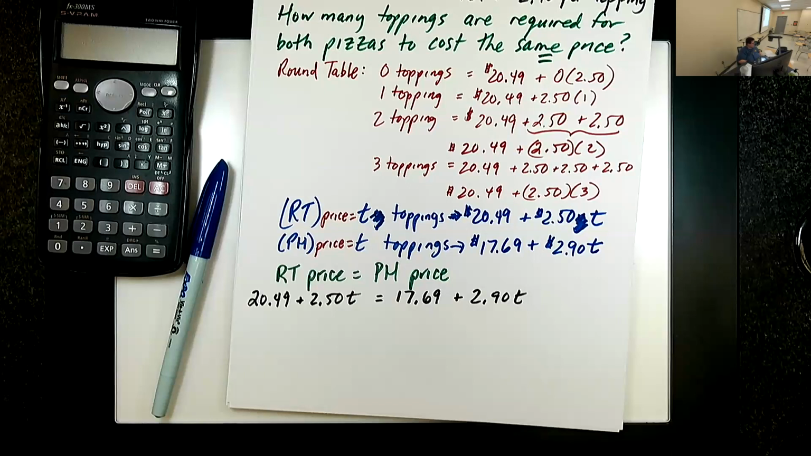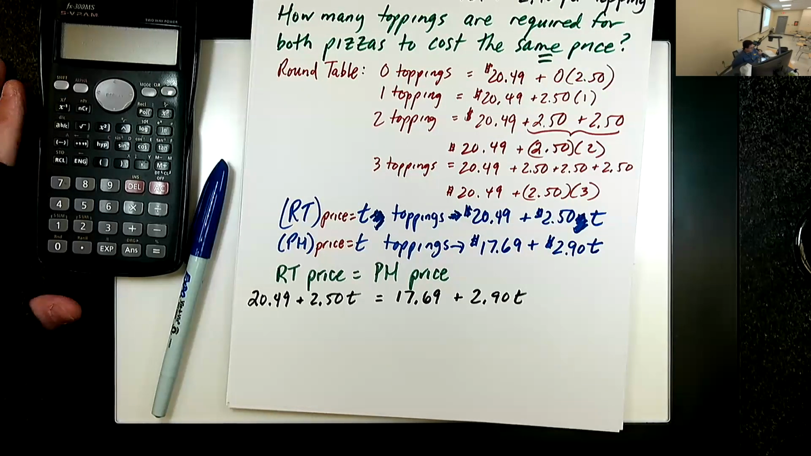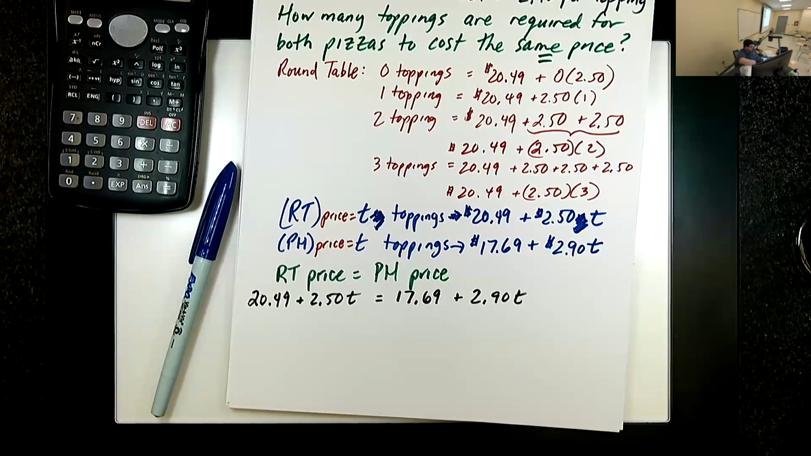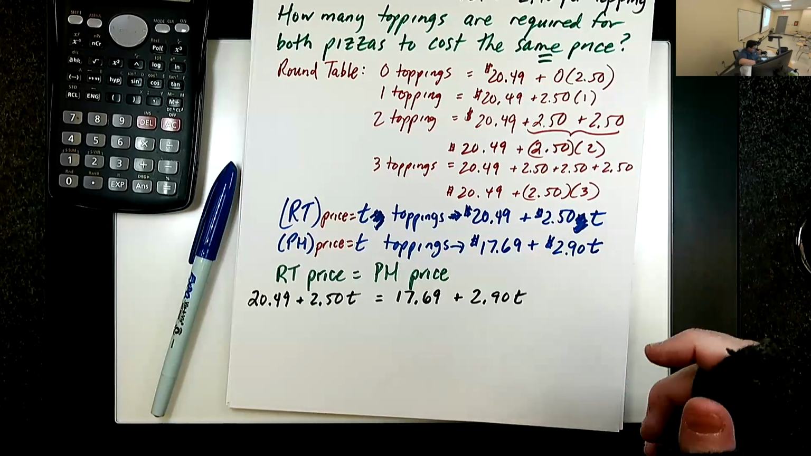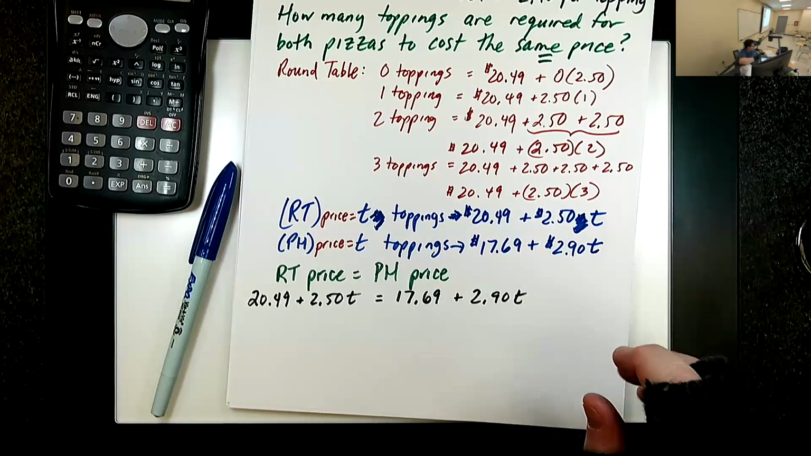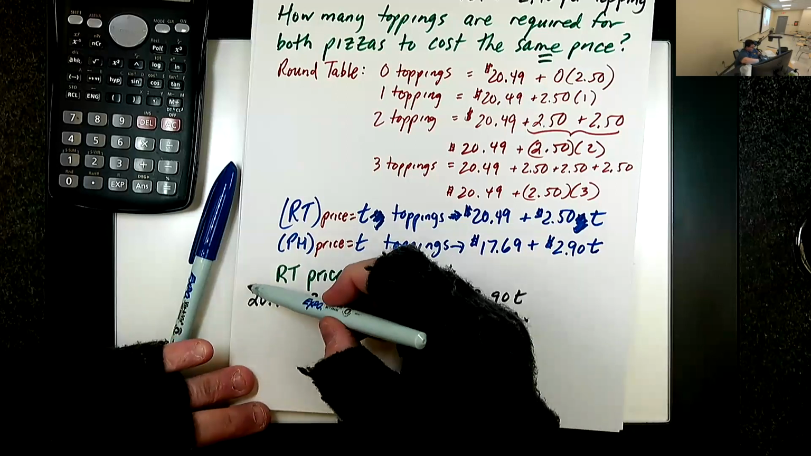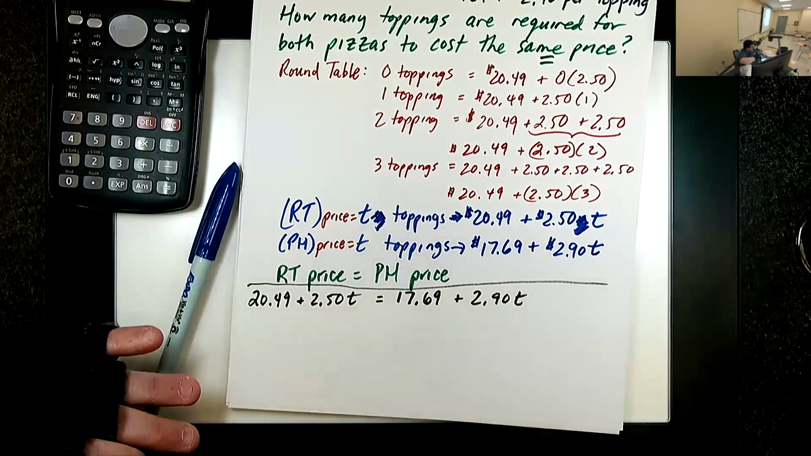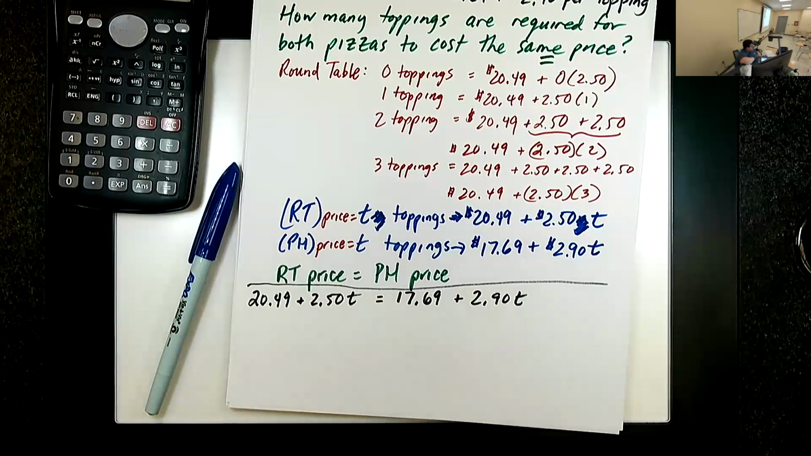And I didn't put the dollar signs here just because it takes up more writing. We will know that there's dollar signs there. But when we're done, T is the number of toppings, so that's what we're looking for. There shouldn't be dollars at the end. Well, now we've got an equation to solve. We finally got it into some math. What do we do with this? What did we do with it yesterday?